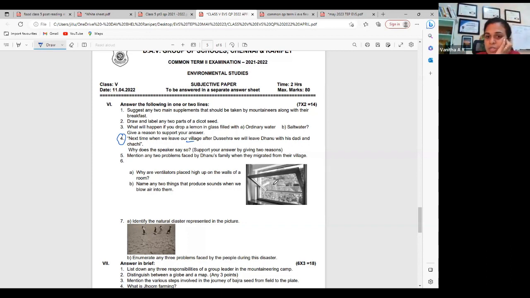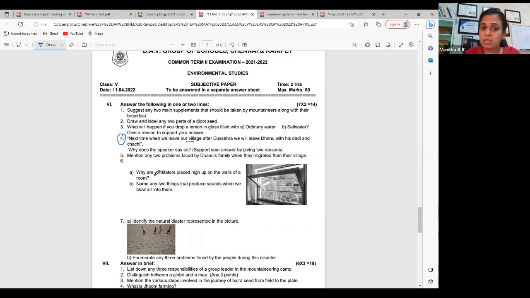So again, this type of question. Ventilator. Actually, we don't have this concept in the book, but the book content talks about hot air rising up and cold air coming down. Hot air is lighter, it expands and then it goes up. Cold air comes down. So it is an application based question.